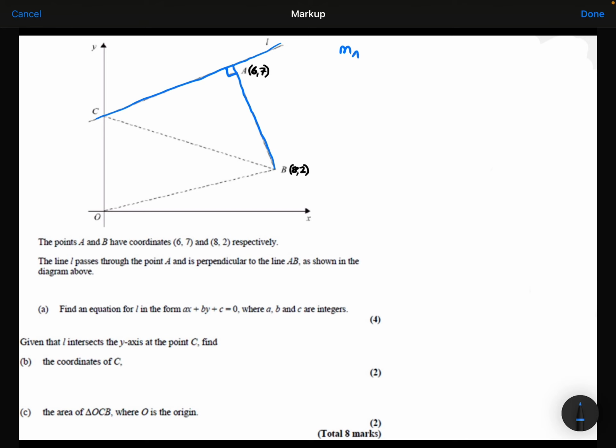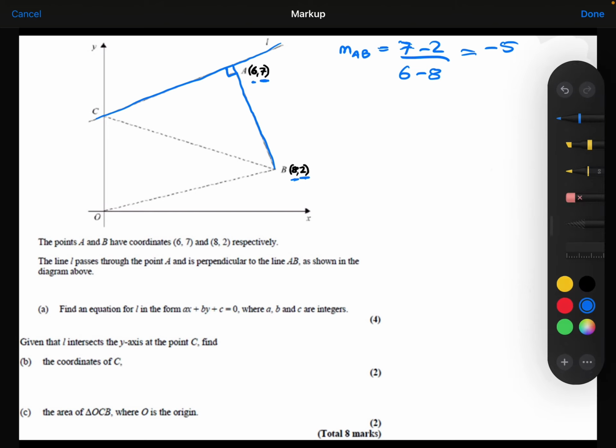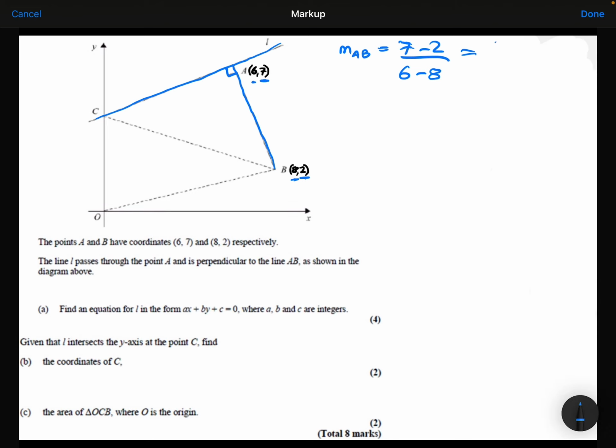So the gradient of AB, I can find that out by doing the change in the y coordinates, so 7 minus 2, divided by the change in the x coordinates, so 6 minus 8, which gives me 5 divided by minus 2, which is the same thing as minus 5/2. So the gradient of AB is negative, which means the gradient of L, the perpendicular line, must be positive. And it will be the reciprocal of 5 over 2, which is 2/5.